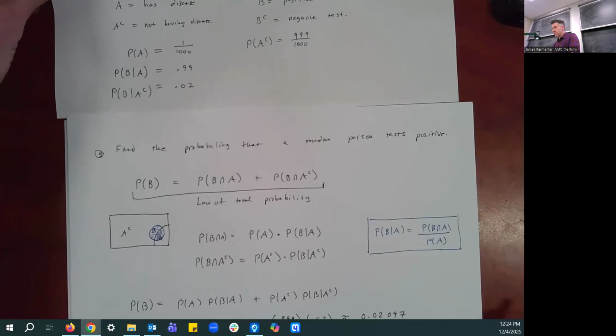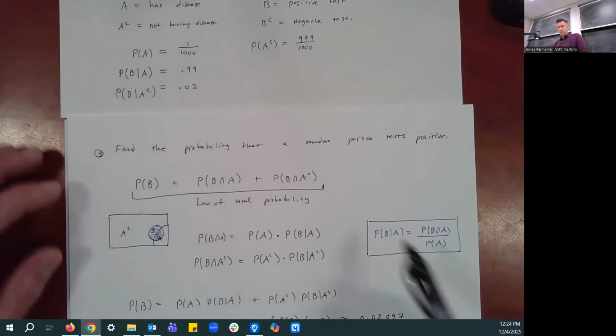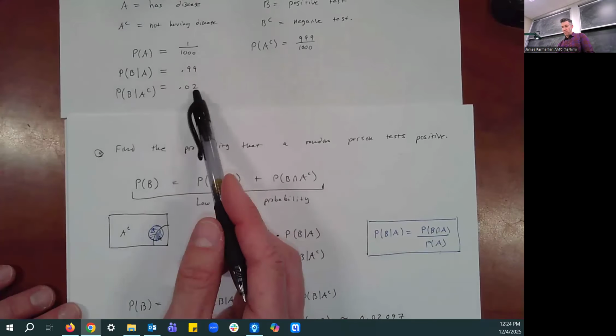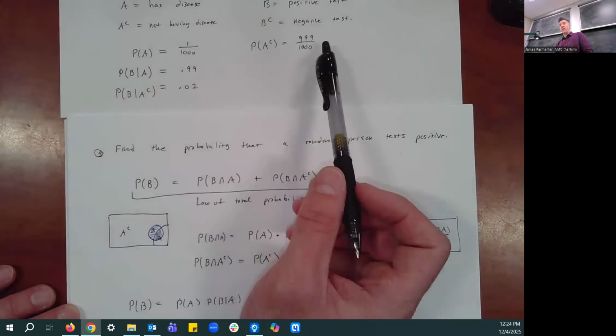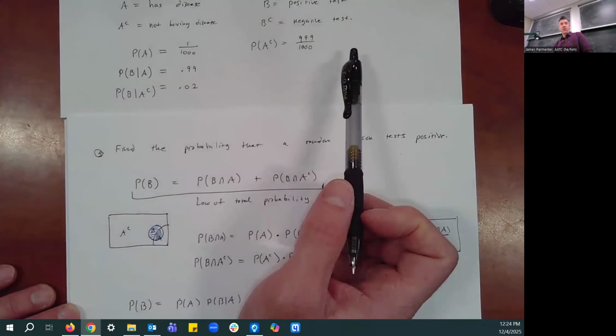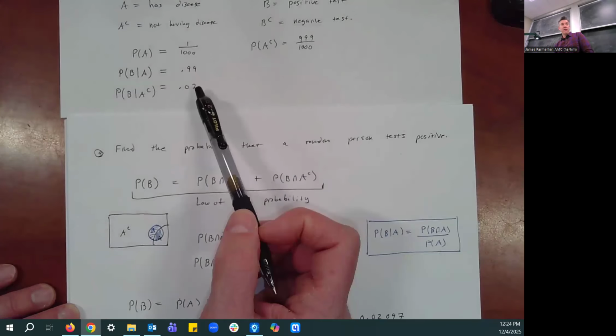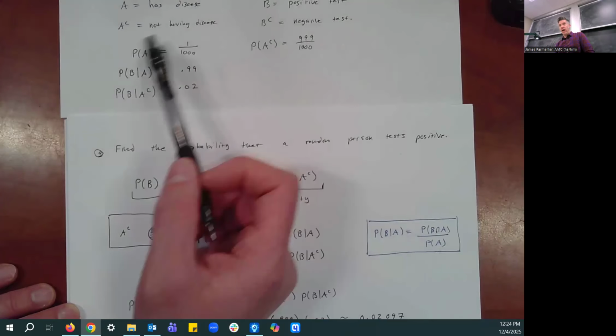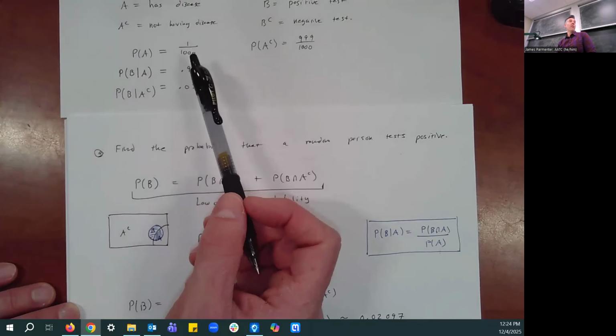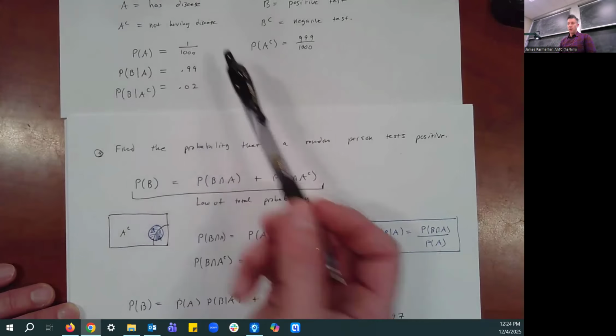If almost the entire population doesn't have the disease, and you're going to get 2% of those people testing positive, that's making up the majority of your positive tests. The other positive tests that are actually the ones who have the disease are making up a very small part of that, which is kind of interesting.